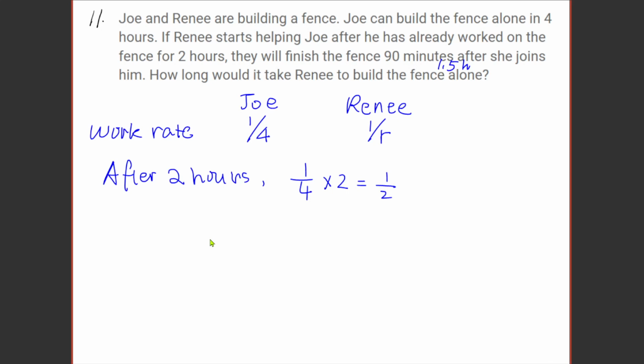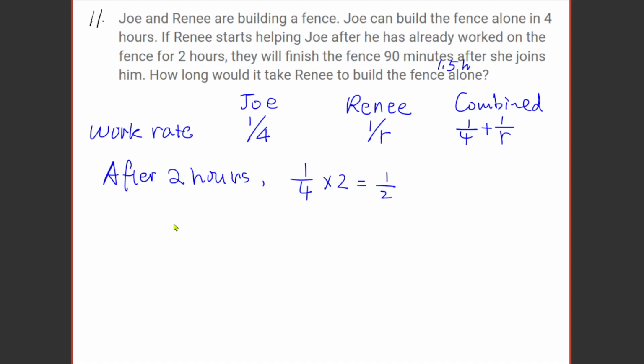Suppose Rainy can build the fence in R hours, like we said here. Then she can build 1/R of the fence each hour. So this is her work rate. So Joe and Rainy can build 1/4 plus 1/R. This is a combined work rate, right, of the fence together each hour. Because they can build the remaining 1/2 of the fence in 90 minutes, which equals 3/2 of an hour.